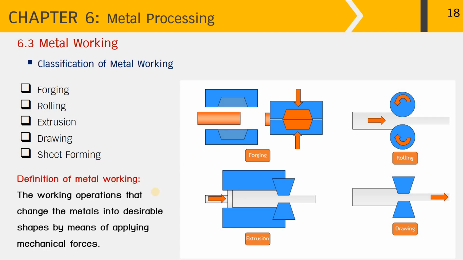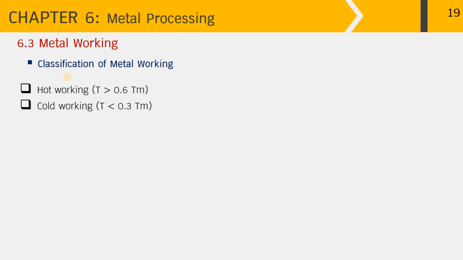The definition of metalworking is the working operations that change metals into desirable shapes by means of applying mechanical forces. If we classify metalworking by the temperature of the operation, we can classify into two groups. The first one is hot working, where the operation is done at a temperature higher than 60% of the melting point of the metal. And for cold working, the operation is done at a temperature less than 30% of the melting point of the metal to be formed.